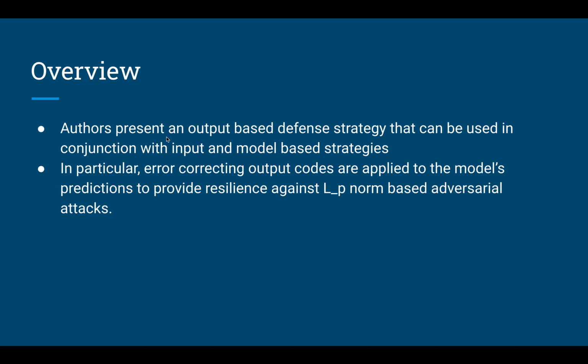Error Correcting Output Codes Improve Probability Estimation and Adversarial Robustness of Deep Neural Networks. First, for a quick overview, in this paper, the authors present an output-based adversarial defense strategy that can be used in conjunction with input and model-based strategies. An example of an input-based strategy would be using a detector network to detect adversarial examples, and an example of a model-based strategy would be adversarial retraining. So one could theoretically combine the strategy proposed in this paper with a detector network and adversarial retraining to achieve enhanced robustness. In particular, the authors suggest applying error correcting output codes to encode the predictions of the model in order to provide resilience against LP norm based adversarial attacks.